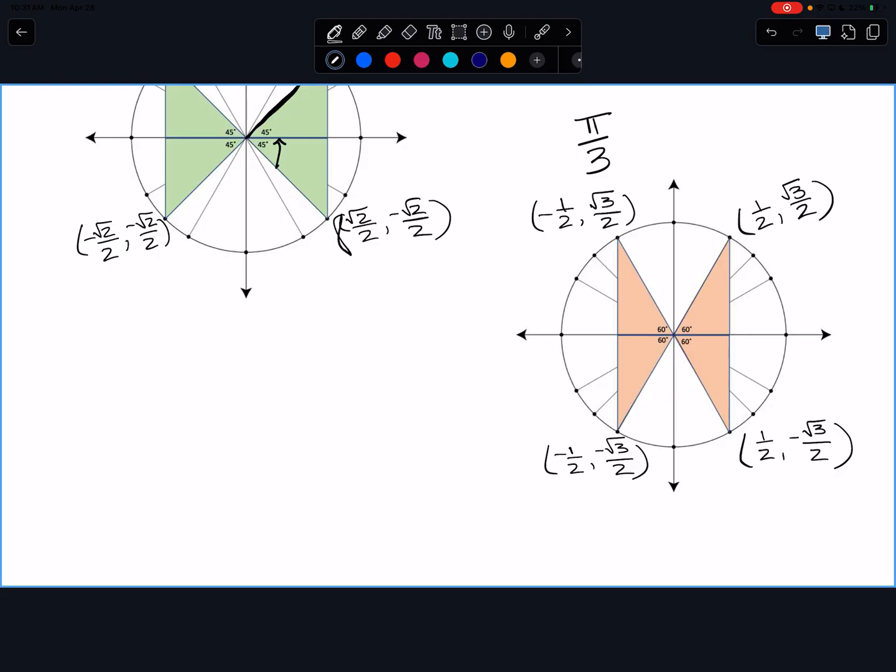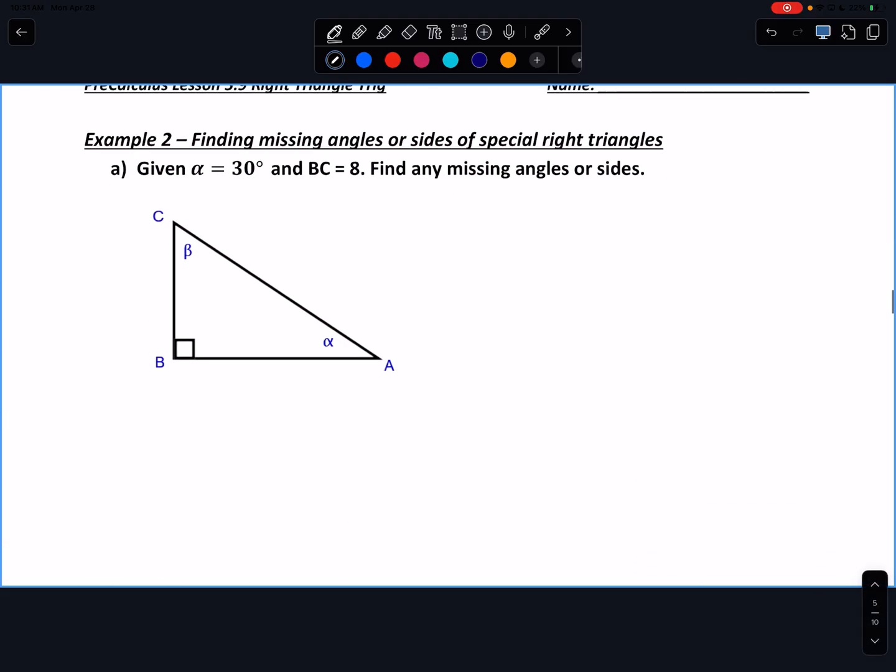No? Okay. All right, so it says, given alpha is 30 degrees and BC equals 8. Now, where is BC? Yes, it's this length right here. Okay, this is an 8. It says find any missing angles or sides. So it says alpha is 30. I like to write it in there. Well, if alpha is 30, then you're missing beta. What is beta?